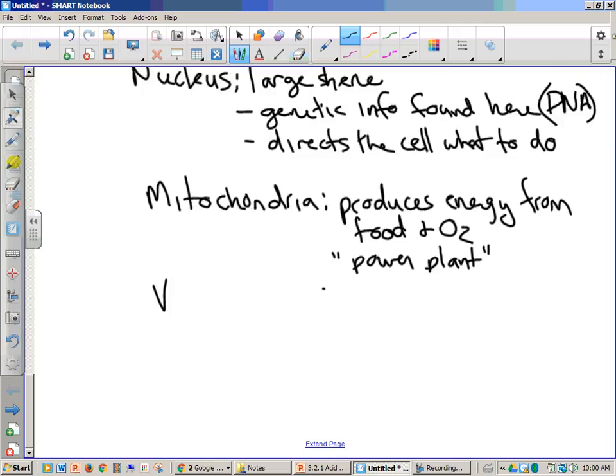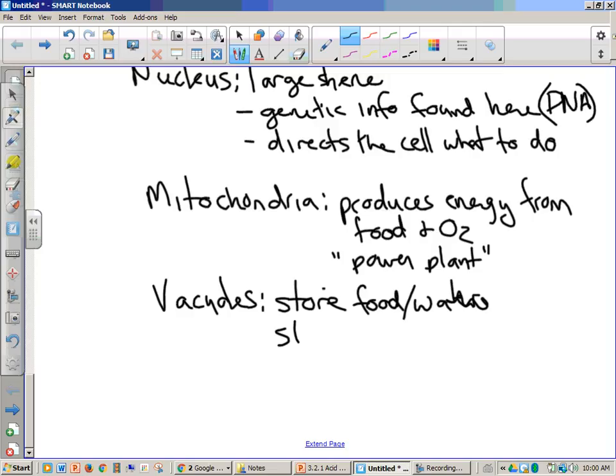Vacuoles. Vacuoles are those big areas in the middle. They store food and water. All right, that's terrible writing right there, water. And they can also store waste for removal. Oops, I'm struggling with some spelling all of a sudden. They can also store waste. And we'll fix that water up since I'm here.